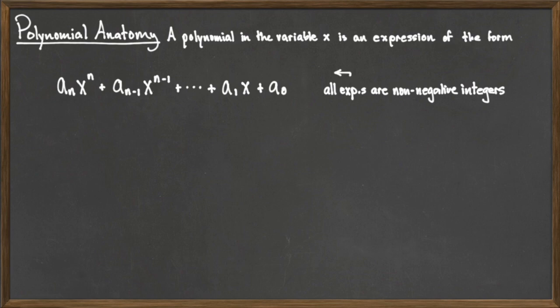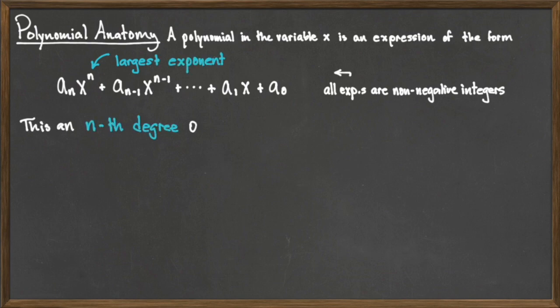Here, every exponent is going to be a non-negative integer, and all of our a's with subscripts represent some kind of coefficient. So a polynomial could look like 2x squared plus 3x. But let's break this down a little bit. First, we have a name for the largest exponent of a polynomial. We call this the degree of a polynomial, in which case what we're looking at is an nth degree polynomial.